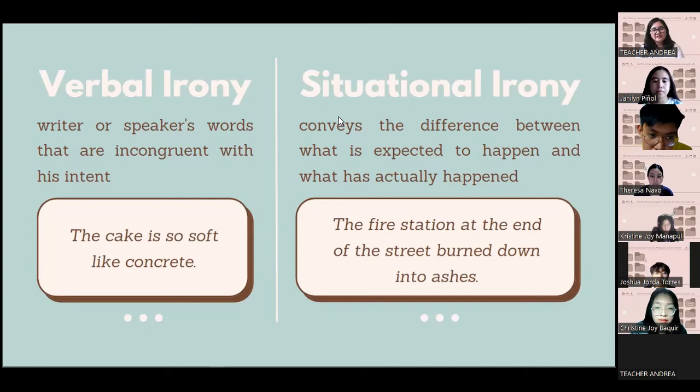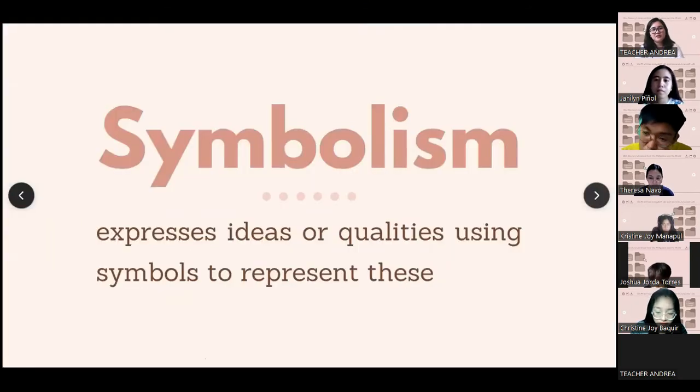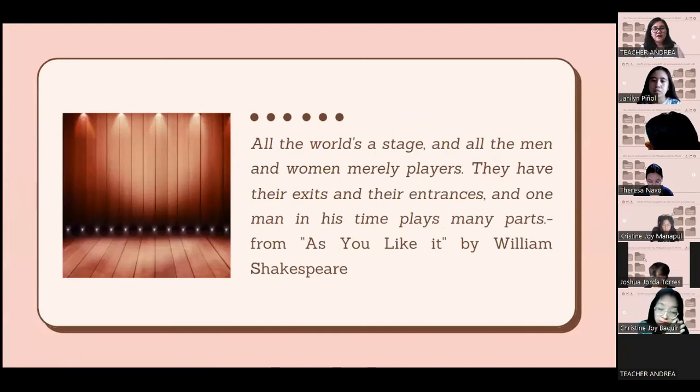And for our last common figure of speech that we can use in our text, we have symbolism. In symbolism, we express ideas or qualities using symbols to represent what we want to express. So for example, we have this from William Shakespeare, As You Like It: All the world's a stage, and all the men and women merely players. They have their exits and their entrances, and one man in his time plays many parts.